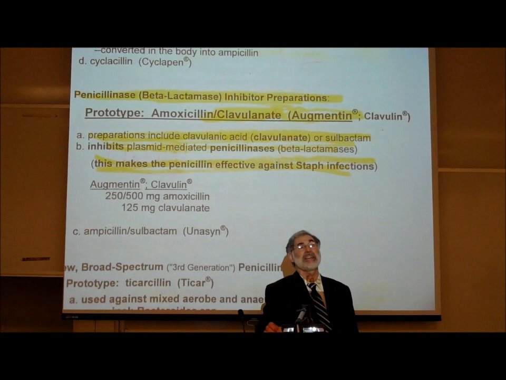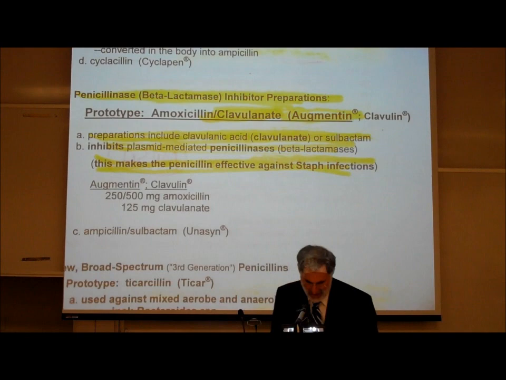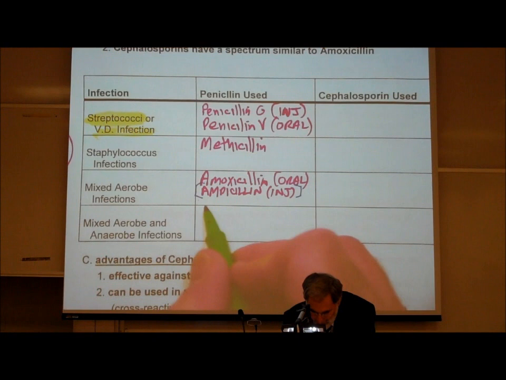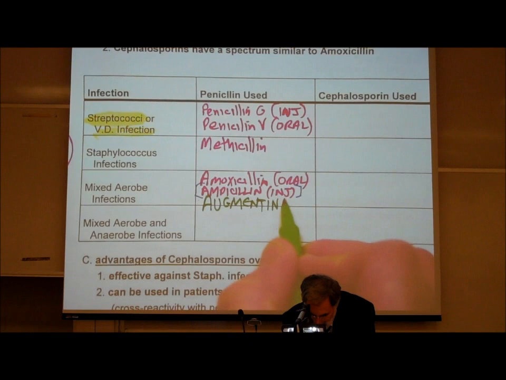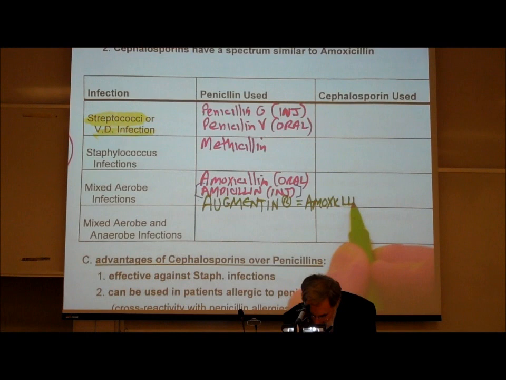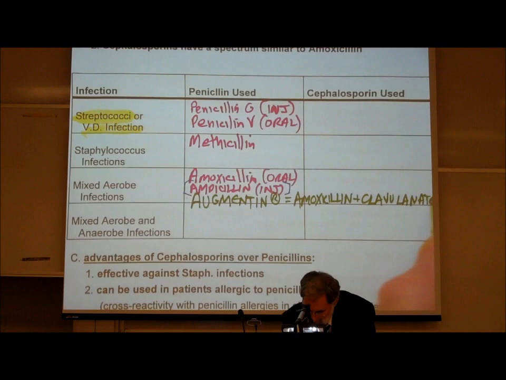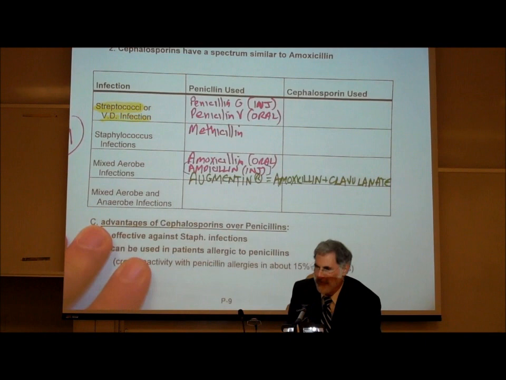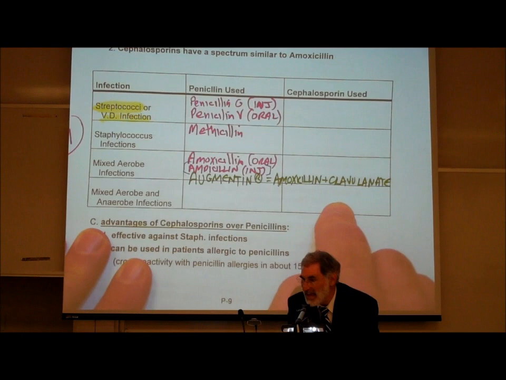So let's go to our chart on P9. Make sure we got a handle on it. What do we give somebody if they have a mixed aerobic infection, but it also includes staph? You give augmentin. What is augmentin? Augmentin is amoxicillin plus clavulanate. So what does that mean? That means it's got amoxicillin in it, so it's effective against mixed aerobic infections. But because they've augmented it with clavulanate, it also works against staph as well.